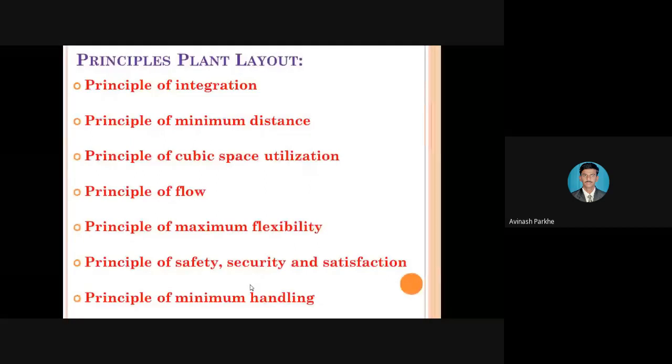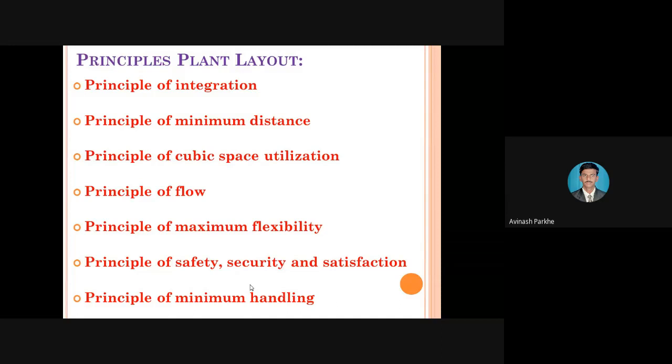Therefore, this fifth principle plays a very, very important role, the principle of maximum flexibility, where we have to provide flexibility while designing the current plant layout. Therefore, in future, it should not be affected much. Okay, so this is related to the principle of maximum flexibility.